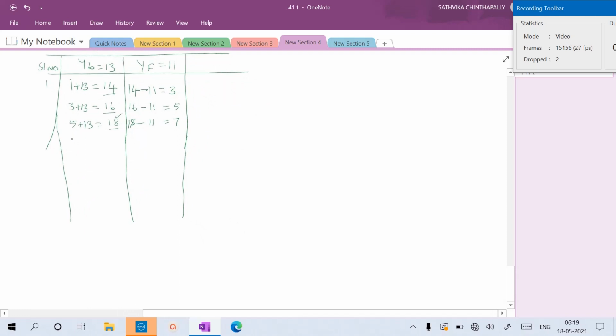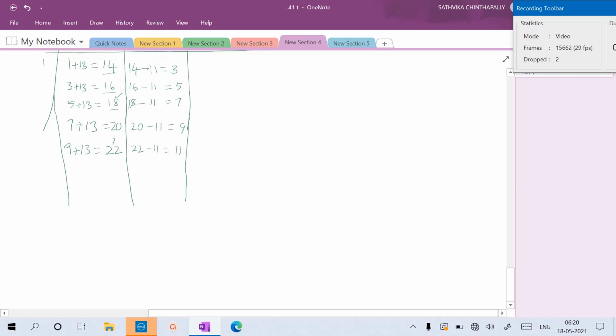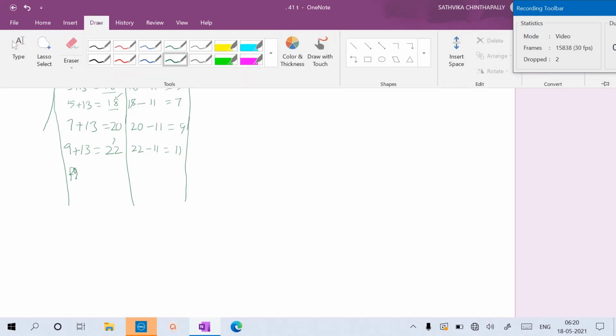Now here we are going to 7 plus 13. We are going to get 20. So 20 minus 11, we are going to 9. 9 plus 13, we are going to get 22. 22 minus 11, we are going to get 11.